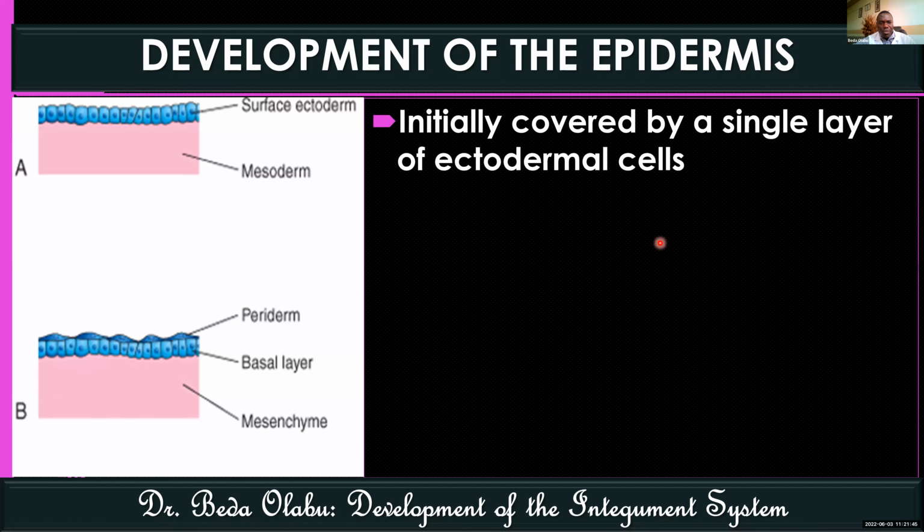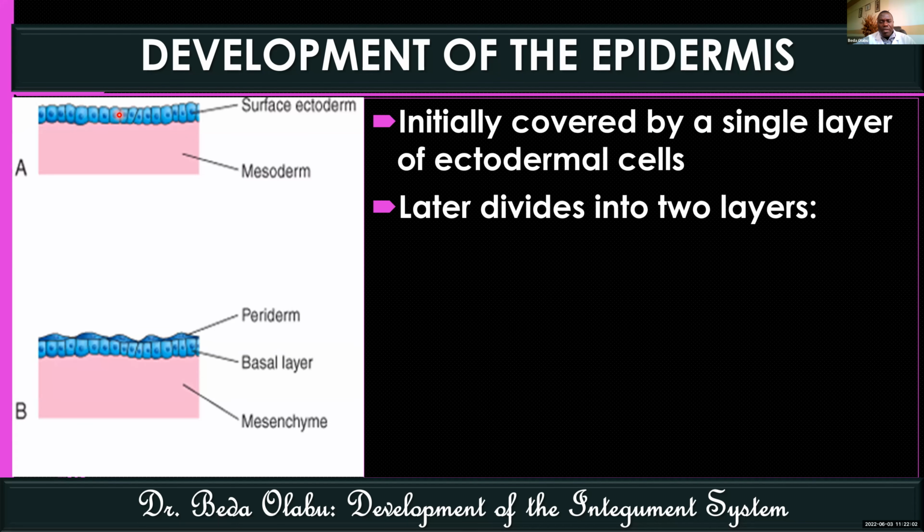As I've already told you, epidermis arises from the surface ectoderm. So initially, this layer is just covered by one layer of ectodermal cells, as you can see in the upper image. But as time goes by, another layer appears on top of that layer of cuboidal columnar cells, so that now the epidermis is represented by two layers.